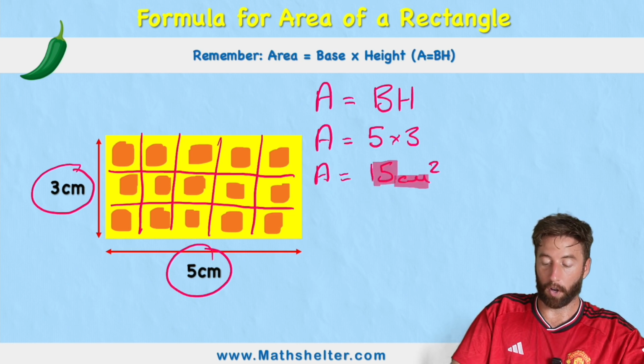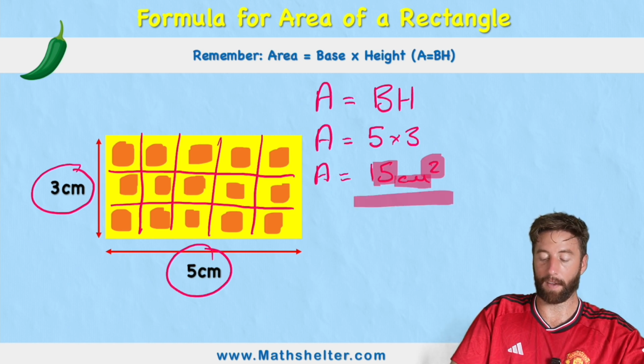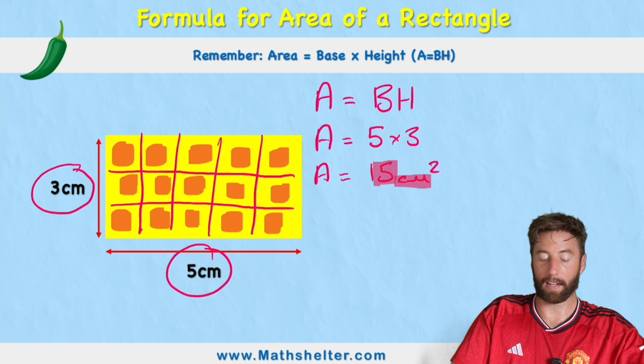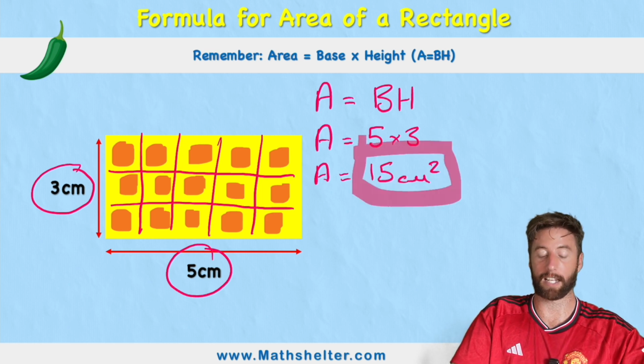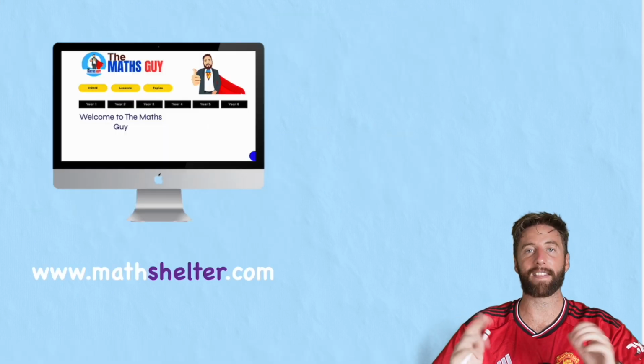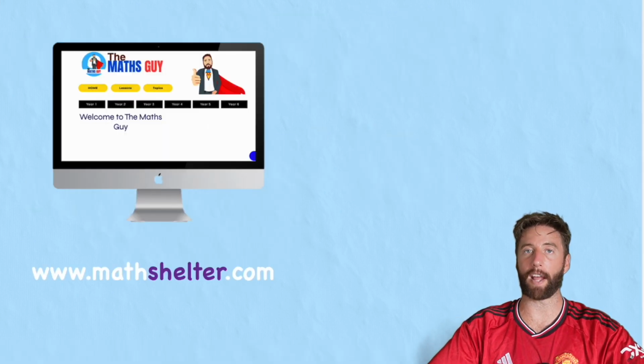And what have we got? We've got centimeter squares. That's why we say 15 centimeters squared. So in this very simple green chili challenge, our answer is 15 centimeters squared. And there you have it. That is how to find the area of a rectangle using the official formula.